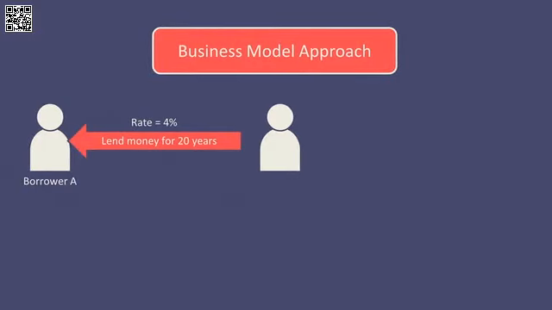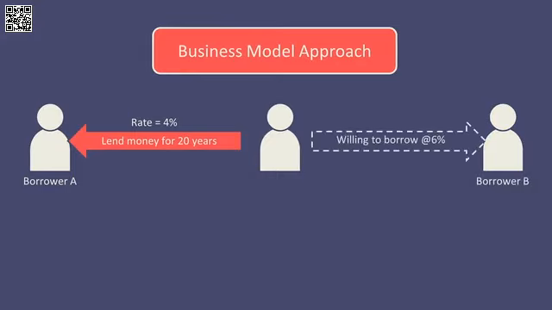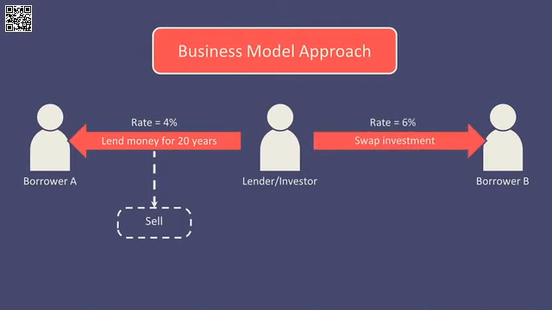However, let's imagine that I've lent you the money at 4%, but someone else comes along and wants to borrow a similar sum of money, but they're prepared to pay me 6%. Now, I might be the sort of company that would sell my original investment and swap it for the more attractive alternative at 6%. So now I have a business model which is both hold to collect and hold to trade.